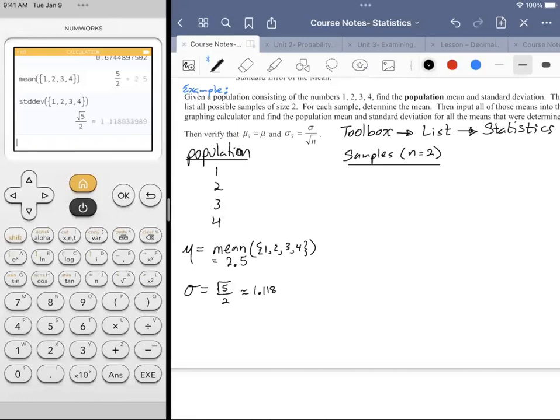because we're not given a scenario here. We're not necessarily saying we've got 4 students that we want to put in groups of 2.